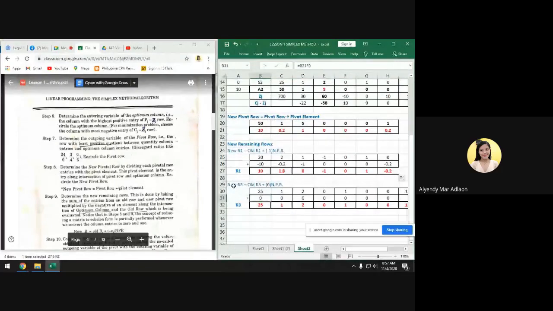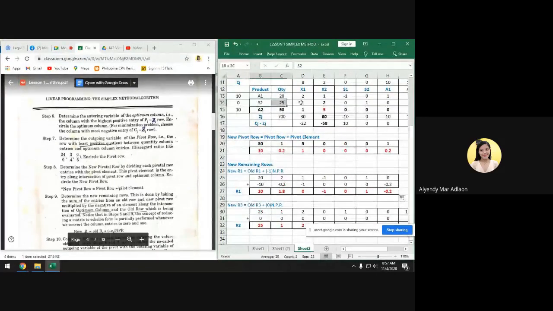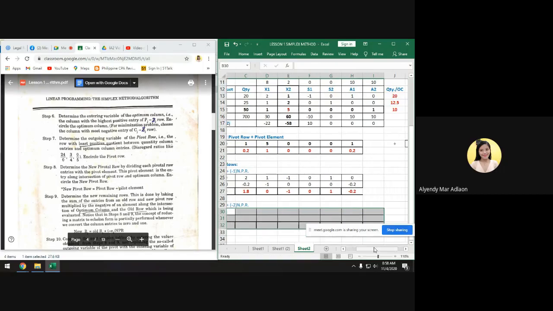Okay, so next is to compute for the new row 2. For the new row 2, so same lang gihapon, old row 2 plus the amount in the optimum column multiplied by the new pivot row. Now, since the amount in the optimum column is the number 2, so we will multiply this one by the negative 2. Okay? So, same procedure gihapon sa atong gibuhat sa first one.